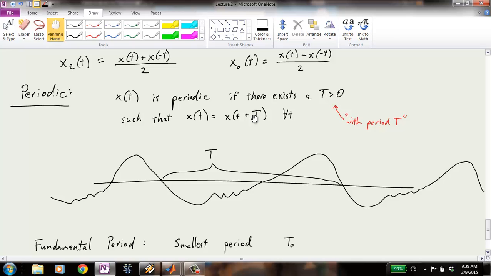All right. You can actually come up with other crazy signals. For example, if you define the signal to be 1 for the rationals and 0 for the irrationals, you still get a fundamental period of 0. But we're not interested in those types of signals usually.